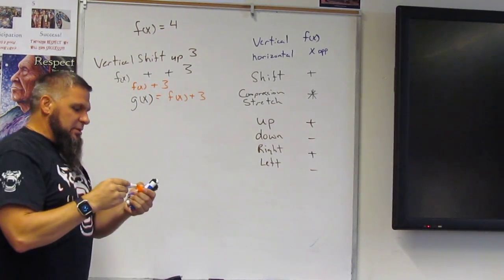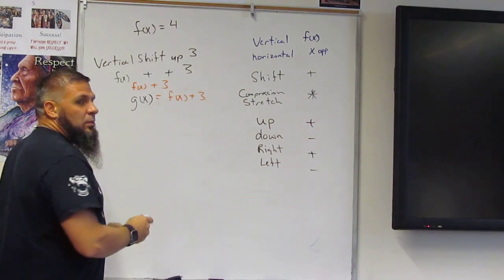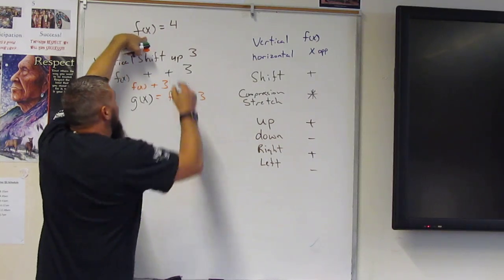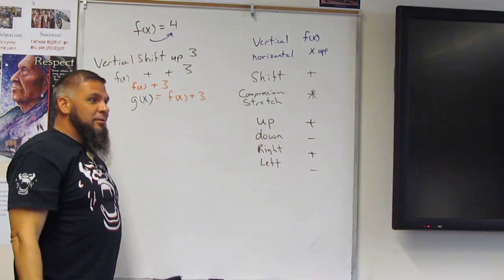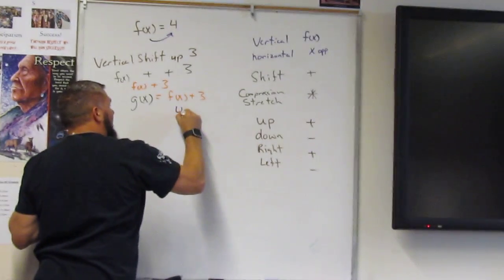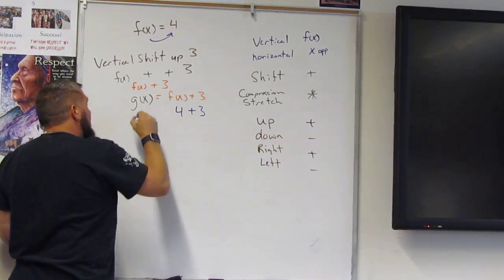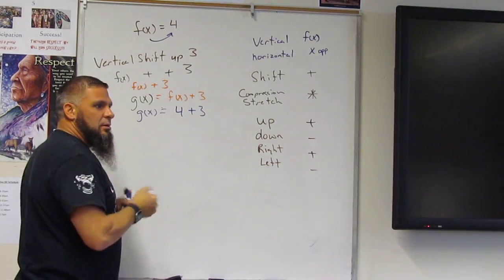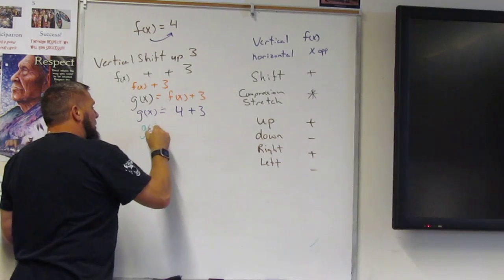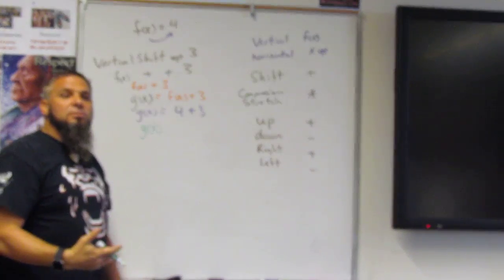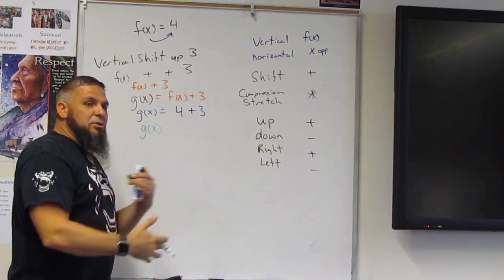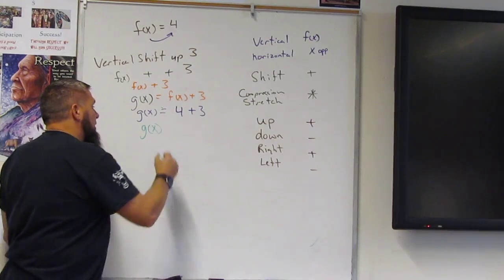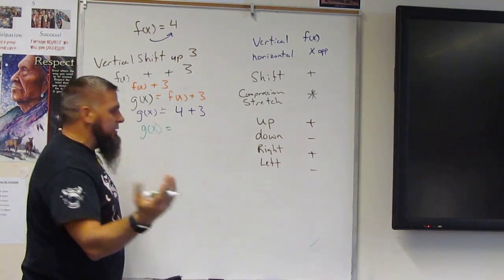What is f of x? It's 4. So it's just 4 plus 3. That's g of x, which is what? What is 4 plus 3? Why do you have g of x? Because we're creating a secondary function, and this is what we're going to be doing all year. So the secondary function is 7.